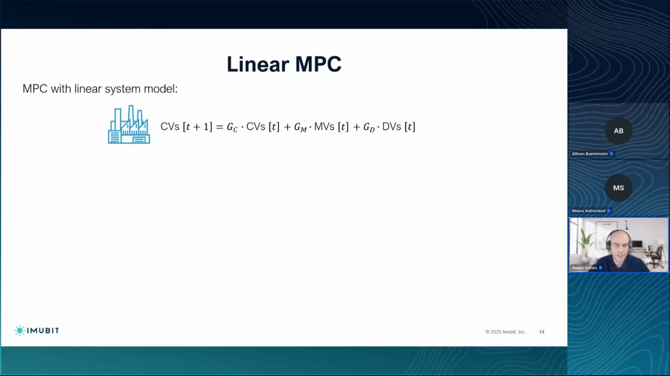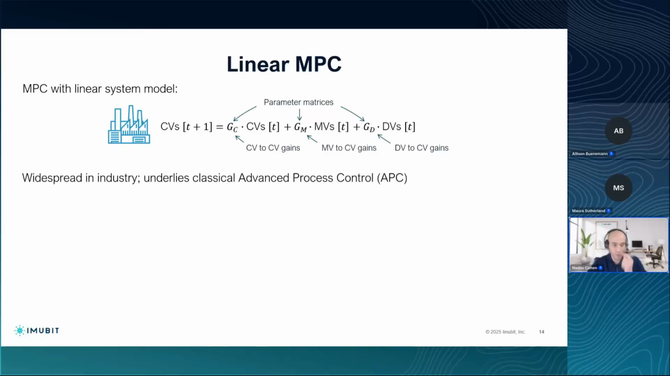And the coefficients of the linear function, which are matrices, these are parameters of the model. So the first matrix, that's the CV to CV gains. Second matrix is MV to CV gains. And third matrix is DV to CV gains. Running MPC with such models is something that's very widespread in the industry. In fact, this is the main engine behind advanced process control.